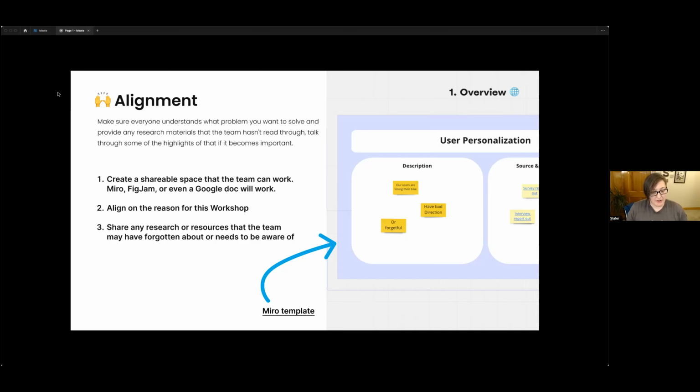And then share any research or resources. Since you all just did the research, I'm not sure that step is totally required, but generally it should be. And then I just found a Miro template and linked it here. I can provide it to the person that was going to provide links later. But yeah, it's pretty straightforward. So what's the next step?